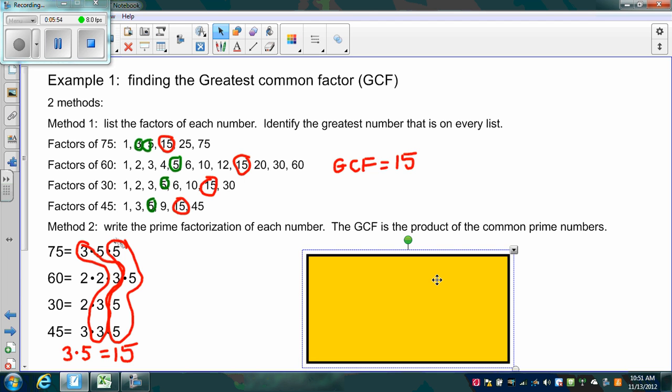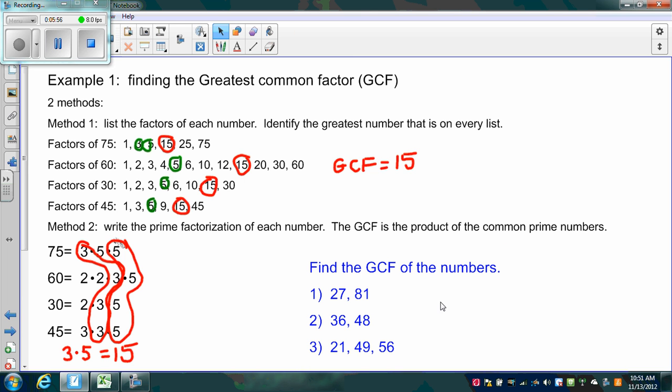So what I'd like you to do is find the GCF of the following numbers. I'd like you to try for the first one using method 1, the second one use method 2, and the third use the method of your choice. So whatever works best for you. So try method 1 first, then method 2, then your choice. Press pause now and work on these problems.